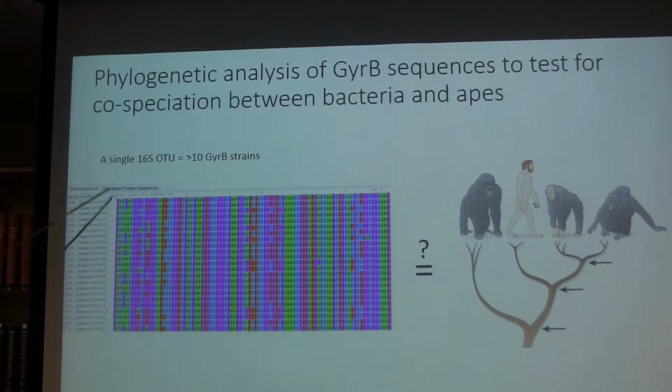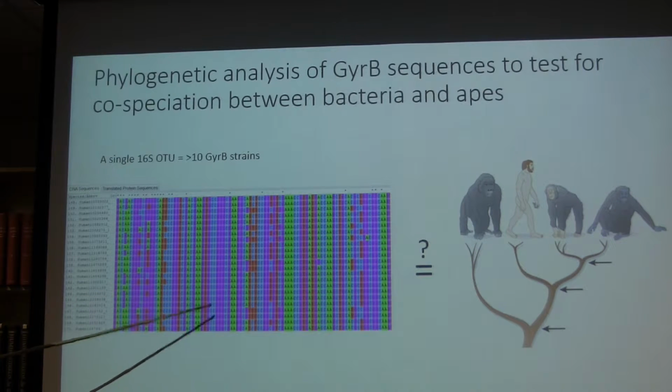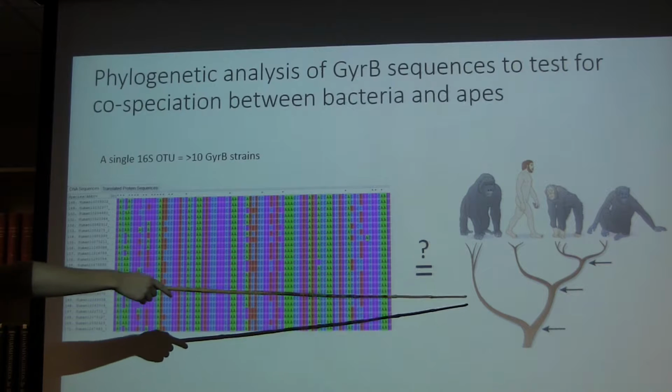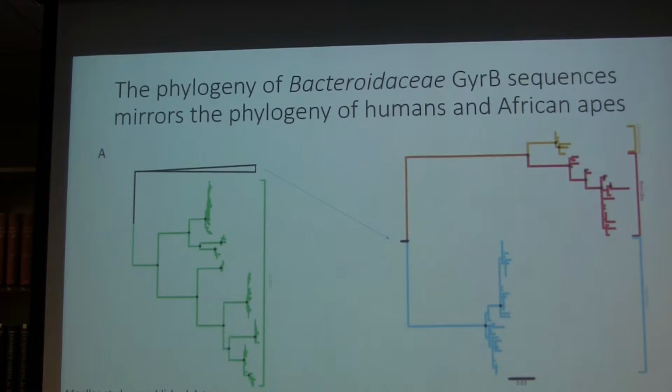And you can see, if you can see this, it's maybe a little small, but these asterisks here represent conserved sites, and there's a lot of white space here, so there's a huge amount of variation in this protein coding gene that we can use to infer the phylogenetic history of the bacteria. And the question we want to ask is, does the phylogenetic history of the bacteria mirror the phylogenetic history of the hosts? And so for the Bacteroidaceae, it appears the answer is yes.